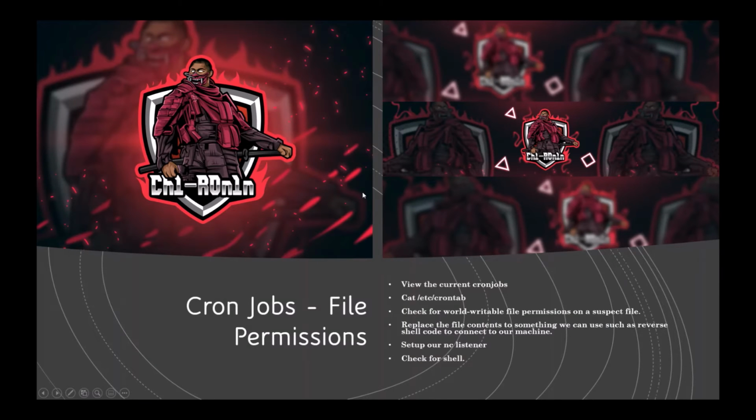This is the next one here. We're going to deal with the file permissions. How do we normally deal with that? We have to look at what cron jobs are running. And we view the current cron jobs by catting /etc/crontab. And this will show us things like world writable file permissions on suspect files. If we can make changes to them, if this is from a job, then we can replace the file contents with something like a reverse shell code. Then save that, and then when the cron job officially runs, we can get a reverse shell on our system when we set up a netcat listener.